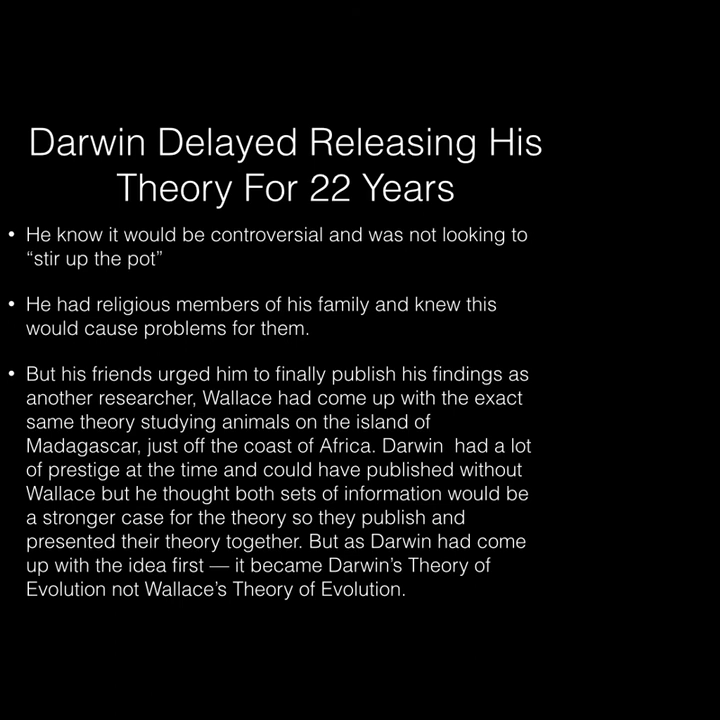But he thought both sets of information would give a stronger case for his theory, so they published together and presented their theory together. But as Darwin had come up with the idea first, it became Darwin's theory of evolution, not Wallace's theory of evolution, over time.